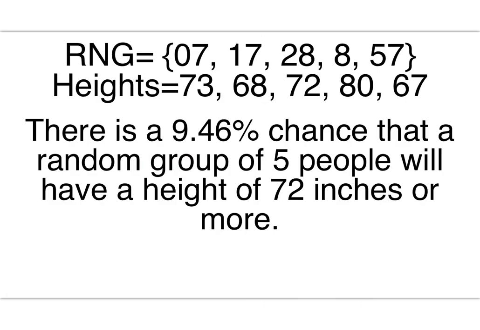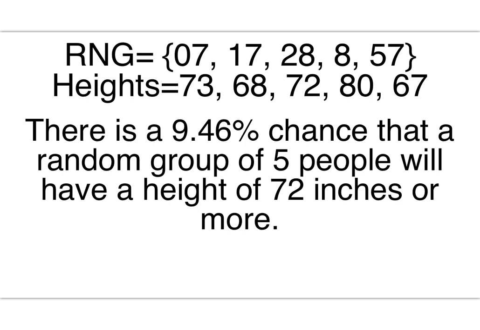All right, so what I actually did is I went ahead and used the random number generator online from 1 to 71, and it selected 5 numbers: 7, 17, 28, 8, and 57. I went to the spreadsheet of values, and I went to row 7, and that person's height was 73. I went to row 17, that person's height was 68. I went to row 28, and that person's height was 72. So again, the random number generator gives me these numbers, and then I have to go and look for the corresponding heights. Number 8 was 80, number 57 was 67.